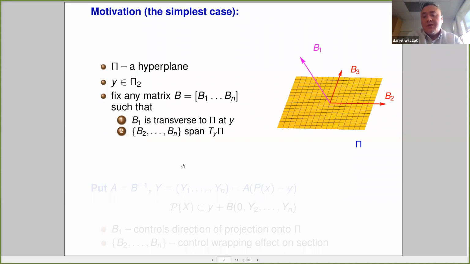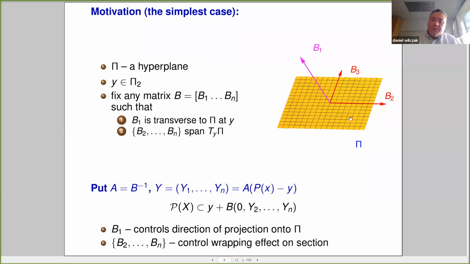Here is some motivation, in the simplest case of some affine Poincaré section. Assume that P is our hyperplane and this is our Poincaré section, and we have some y which belongs to P2. And we fix some coordinate system B such that the first column of this matrix B is the direction of projection onto the section. So this is our vector B1. And the remaining vectors form a basis of the tangent space to P. In this case, this is exactly the space P.